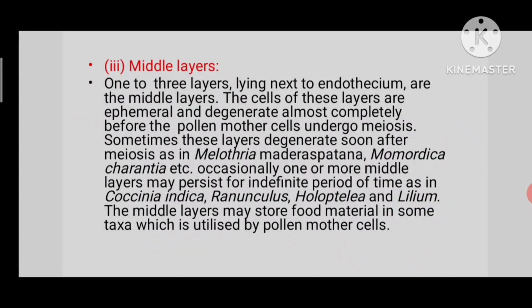Middle layers. 1 to 3 layers lying next to endothecium are the middle layers. The cells of these layers are ephemeral and degenerate almost completely before the pollen mother cells undergo meiosis. Sometimes these layers degenerate soon after meiosis, as in Melothria maderaspatana, Momordica charantia, etc. Occasionally, one or more middle layers may persist for indefinite periods of time, as in Coccinia indica, Ranunculus, Holoptelea, and Lilium. The middle layers may store food material in some taxa, which is utilized by pollen mother cells.